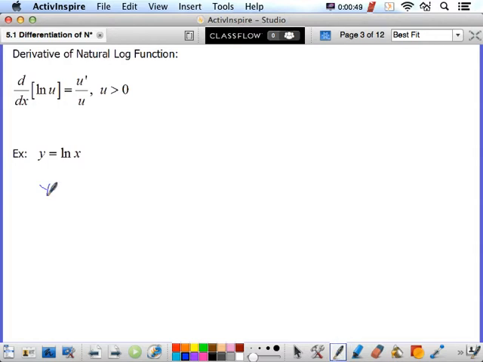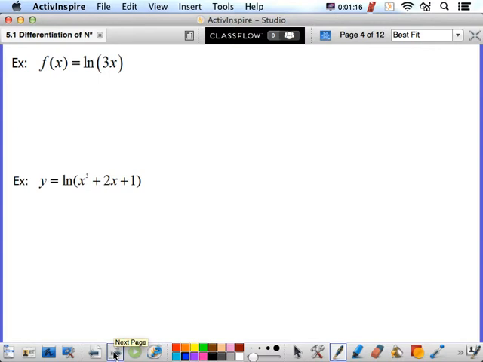So that means that the first derivative is equal to, what's the derivative of x? 1 over x. No power rule. So the derivative of the natural log of x is 1 over x. So when you take the derivative of a natural log function, the natural log does disappear. Pretty easy. Let's look at another one.